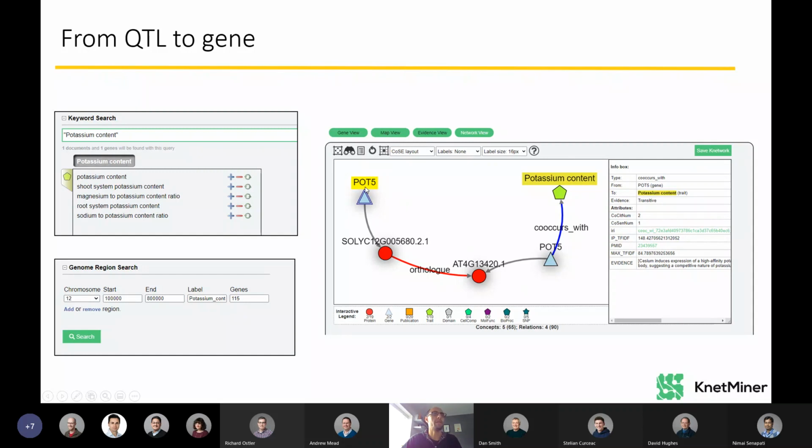It's called POT5. It's on chromosome 12 within this region, and the evidence that NetMiner presents why POT5 is highly ranked is what you see in this knowledge graph. So POT5 is the tomato gene. It has an ortholog in Arabidopsis, and the Arabidopsis ortholog has a strong relationship with potassium content, which is coming from a certain paper that was published recently. Okay, just a warm-up. This is a warm-up example.